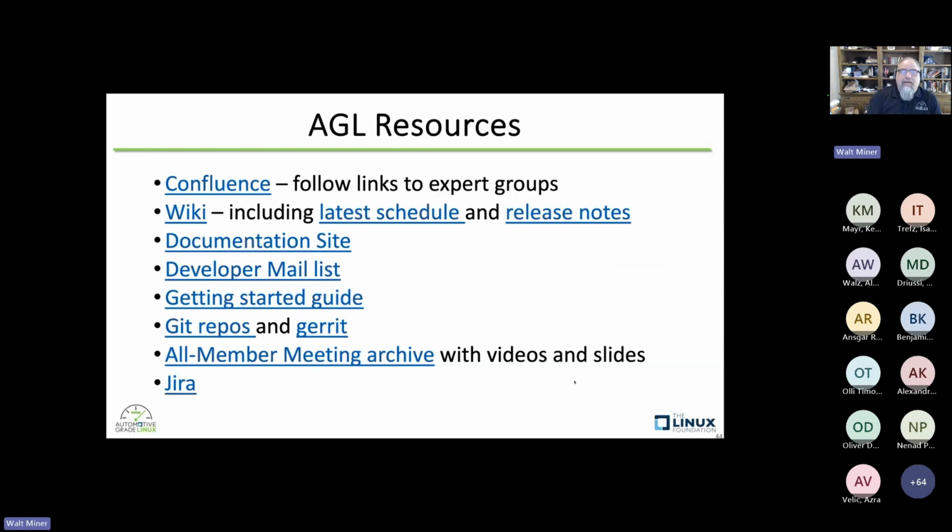I have a bunch of resources here. There's just a bunch of things you can look at. We have a wiki page, which includes our latest schedule and release notes, and the AGL documentation site, which includes our getting started guide. Basically, how do I get started with AGL? How do I contribute patches? How do I get the code up and running? There's documentation for various components. And we use Jira for our task management and defect management.